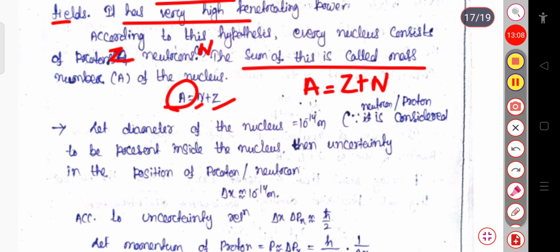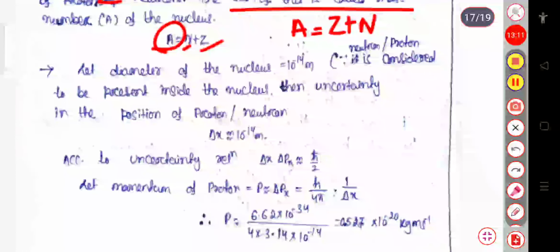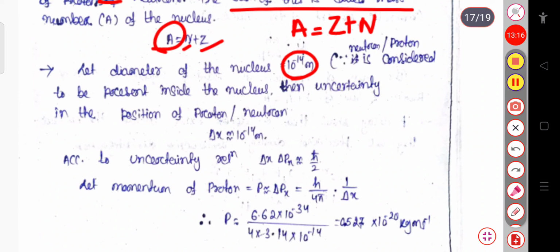Now what we are going to discuss here is that we will prove that inside this nucleus the neutrons should be present, so that it should have that much amount of energy. Now let us consider the diameter of the nucleus is 10 power minus 14 meter. Since we are considering it for the neutron as well as for the proton, it is also true.